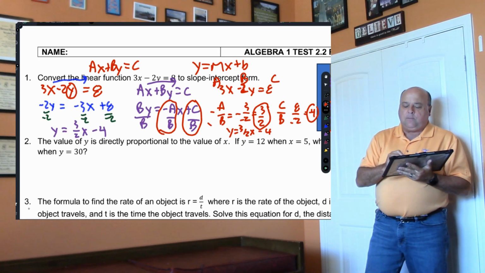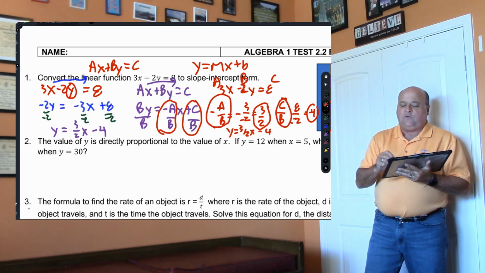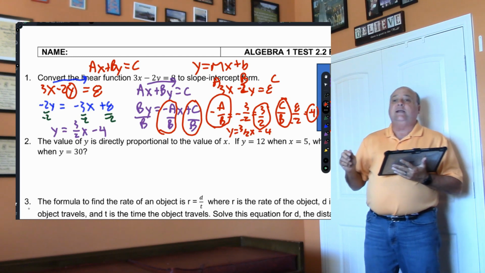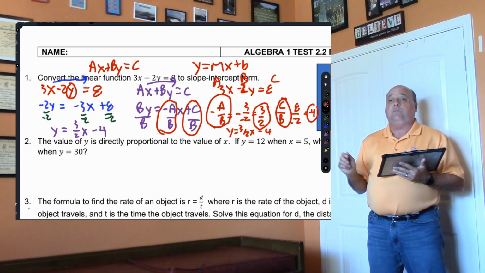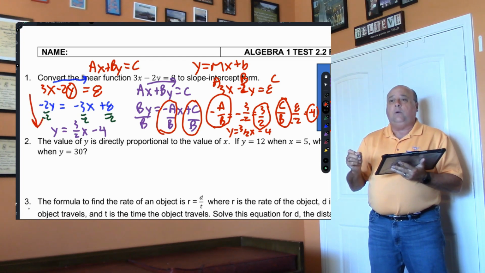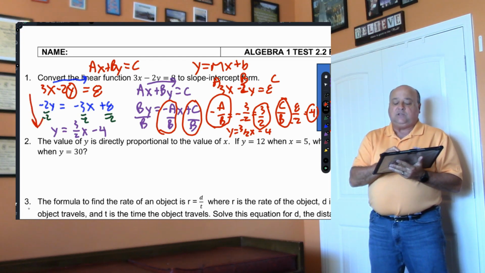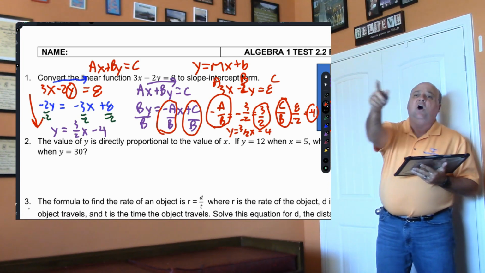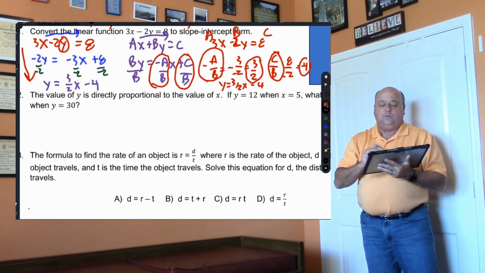So if you can remember the negative a over b and the c over b, that's a little bit quicker to get to the answer y equals mx plus b. We're going to do one more of these. You can do it the traditional way, or you can learn that the slope is negative a over b and the y-intercept is c over b. Fun. Let's go to number 2.